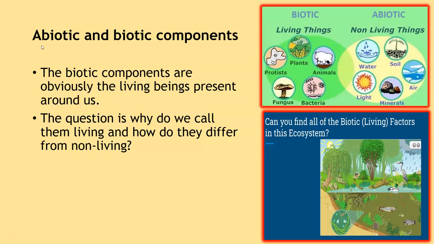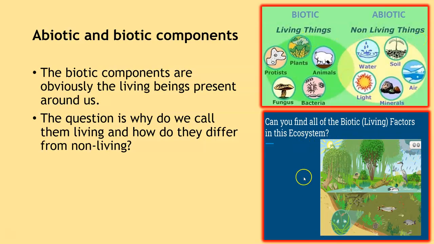Students, our planet Earth is made up of abiotic and biotic components. Now, the biotic components are obviously the living beings present around us. The question is, why do we call them living and how do they differ from the non-living? Have a look at the image here. I have listed the biotic as well as the abiotic components, which we normally call living things and non-living things. We are very well familiar with these living and non-living things.